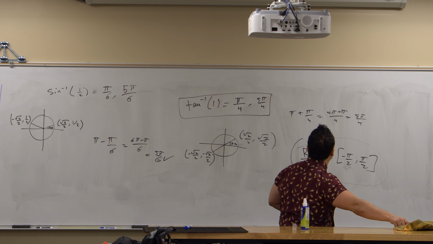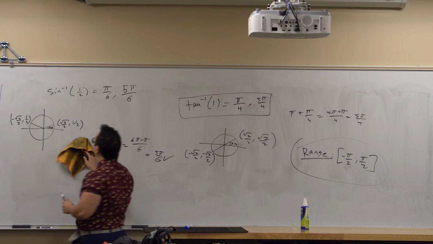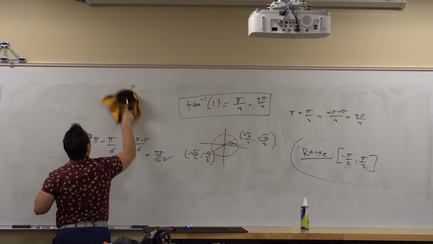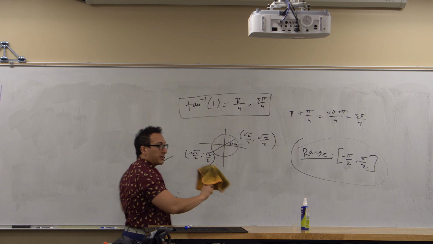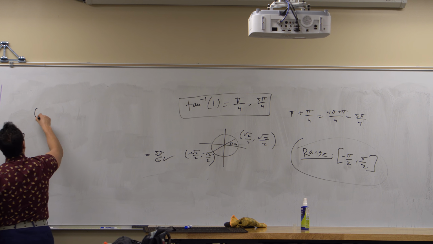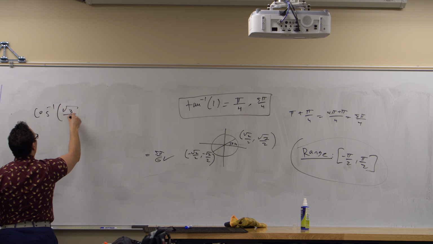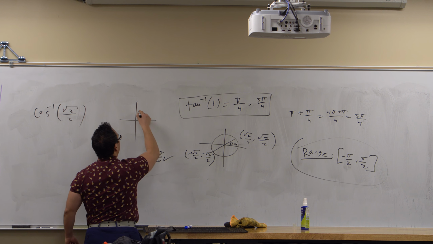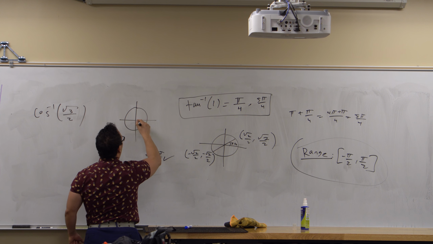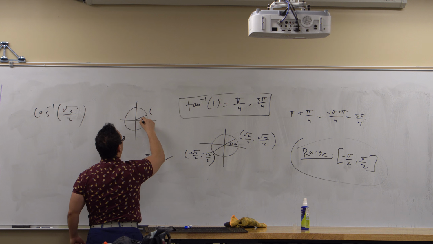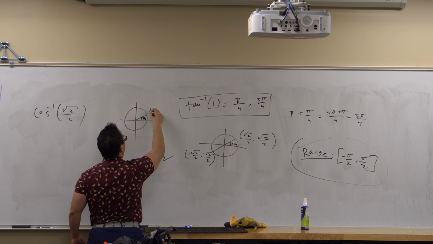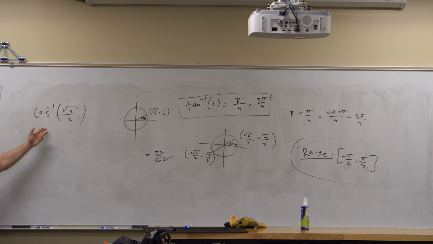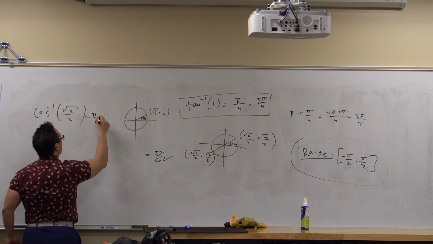Let's take, what is the cosine inverse of root 3 over 2? Well, all we have to do is go to our unit circle and figure out at what angle this would happen. I know if my angle is pi over 6, I will have root 3 over 2, comma 1/2 as my cosine and sine values. So this is equal to pi over 6.